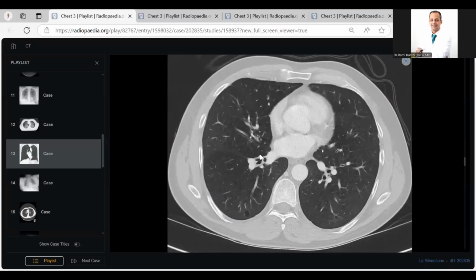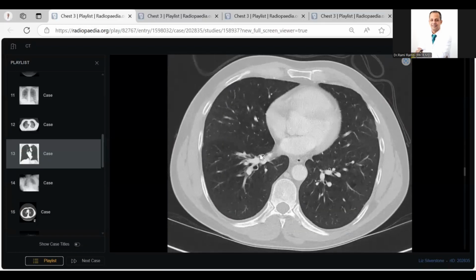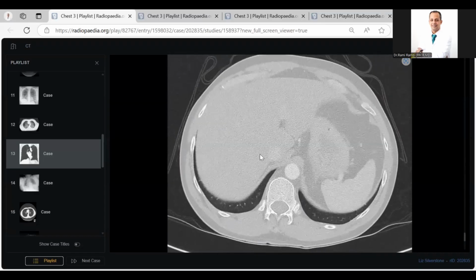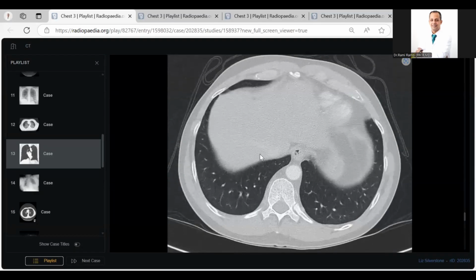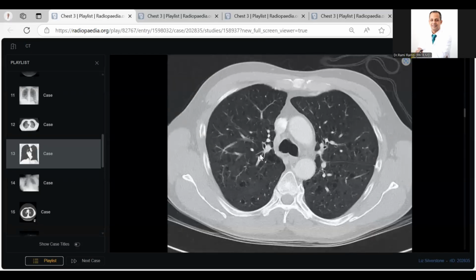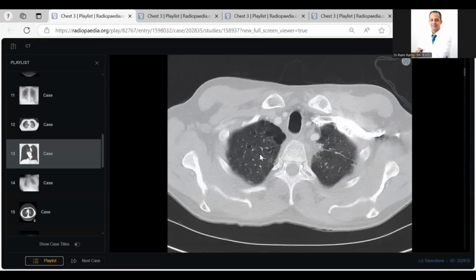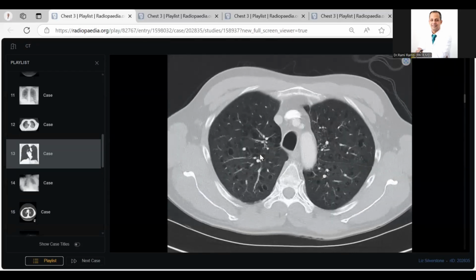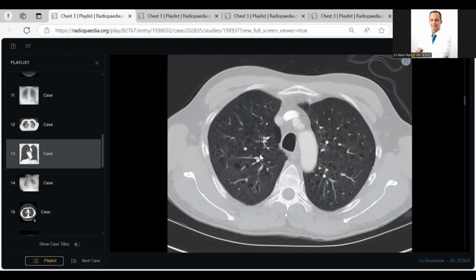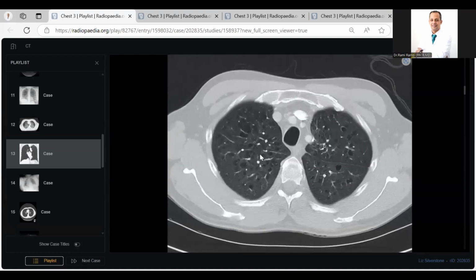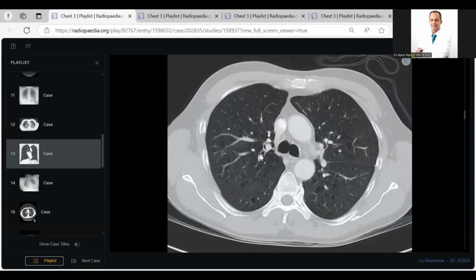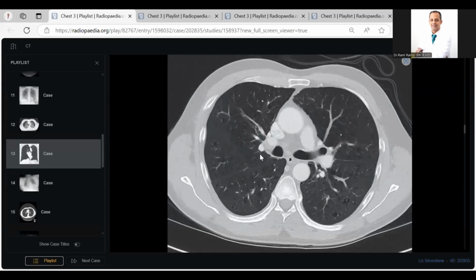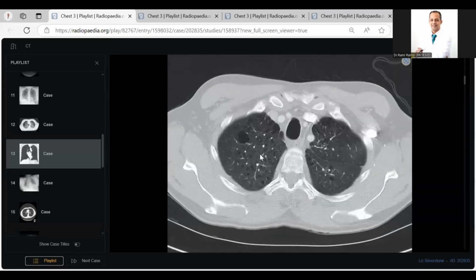If I told you this is a male patient who is suspected with rib fractures, what is your differential diagnosis? The patient is suspicious of rib fractures. The bones are okay. What's your differential?